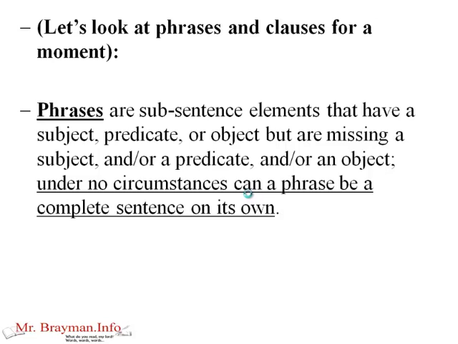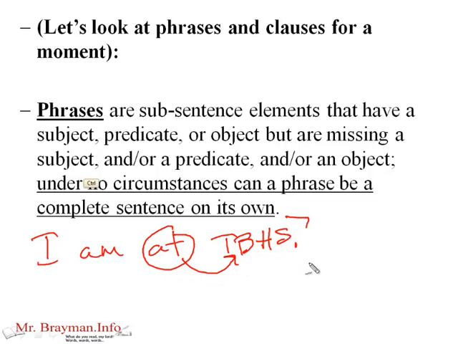All right, so like I said, let's look at phrases and clauses, right? Phrases are sub-sentence elements that have a subject, predicate, or object, but are missing a subject, predicate, or object. And under no circumstance can a phrase be a complete sentence on its own. Okay, we know about phrases from prepositional phrases. So if I say, I am at Todd Beamer High School, right, the prepositional phrase here, at Todd Beamer High School, is not a complete sentence.